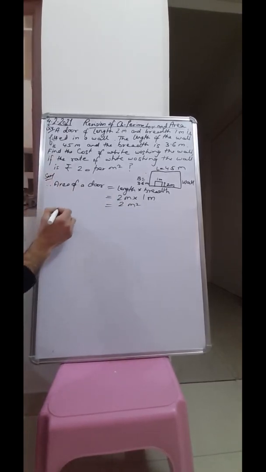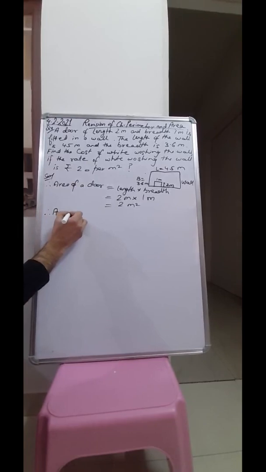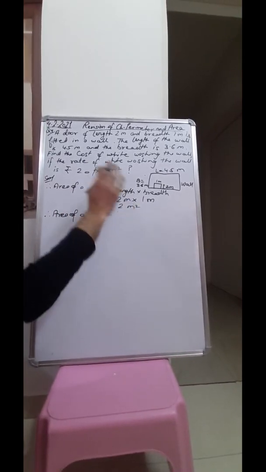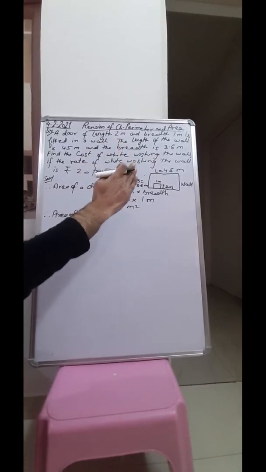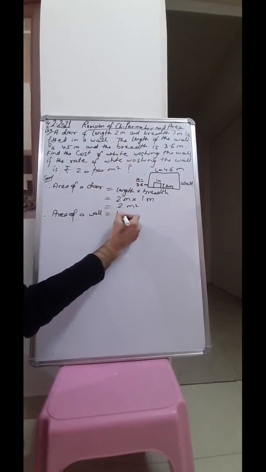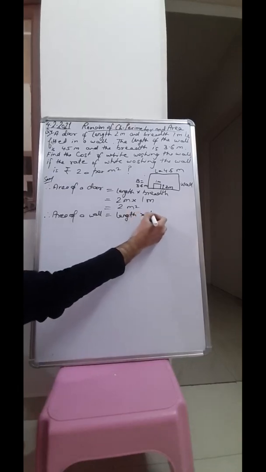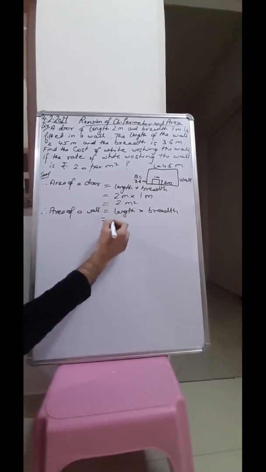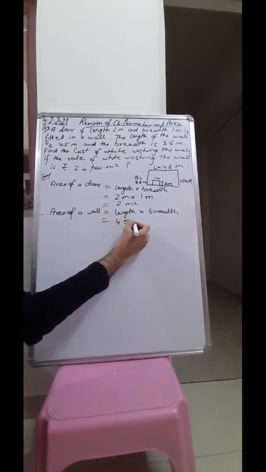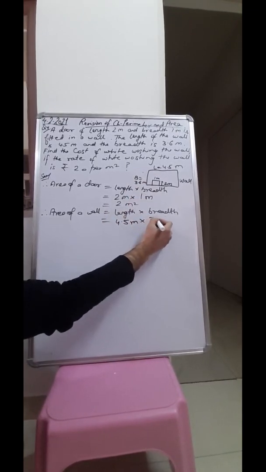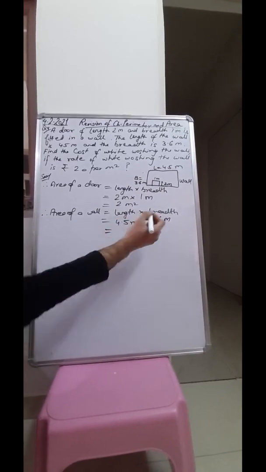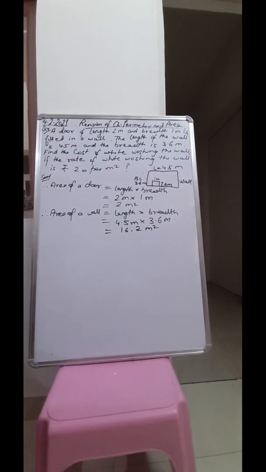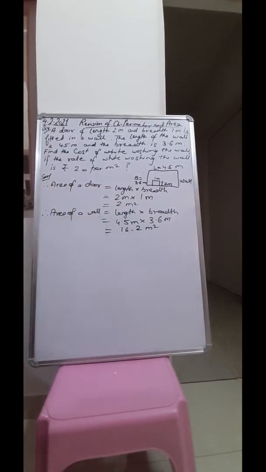Now we have to find out the area of a wall, because we are going to whitewash only the wall part. So area of wall is equal to length multiplied by breadth. The length is 4.5 meter. Breadth is 3.6 meter. So when you multiply them you will get 16.2 meter square. This is the area of door, this is the area of wall.